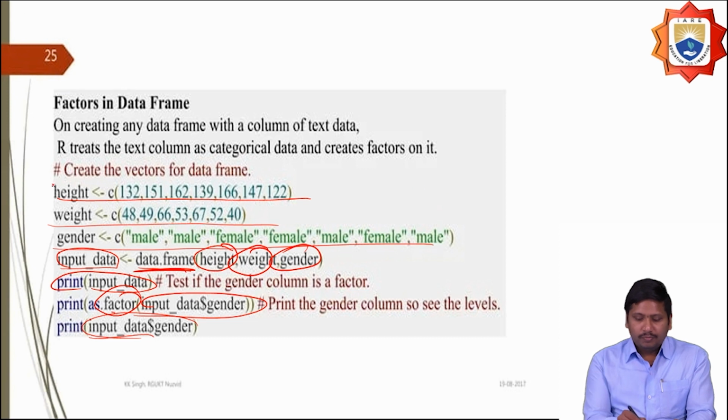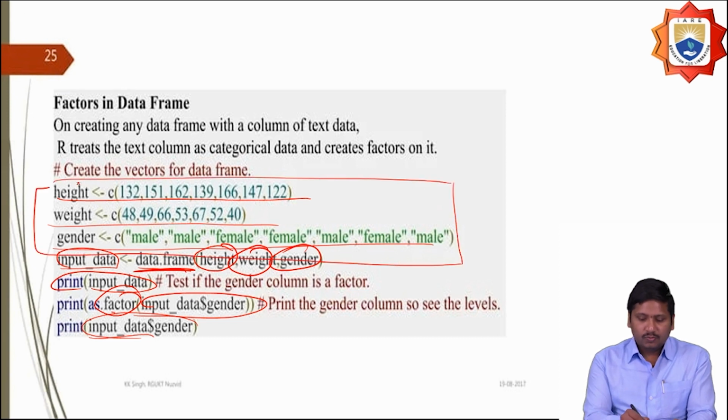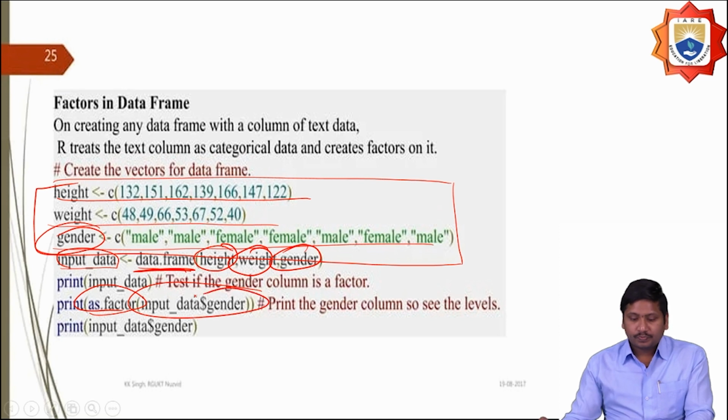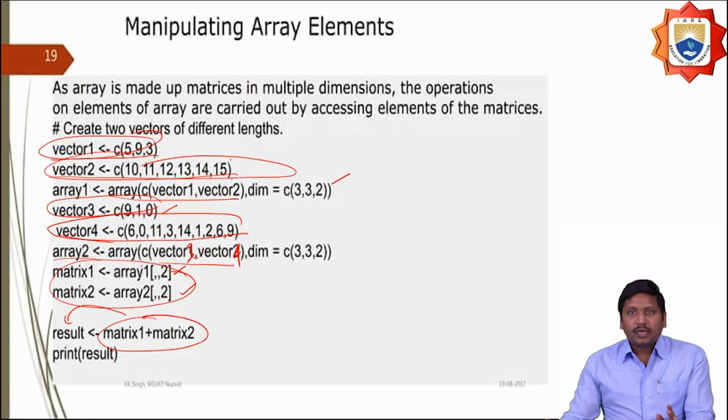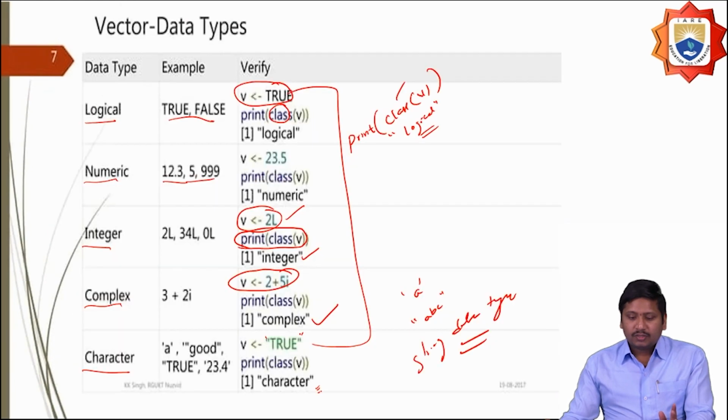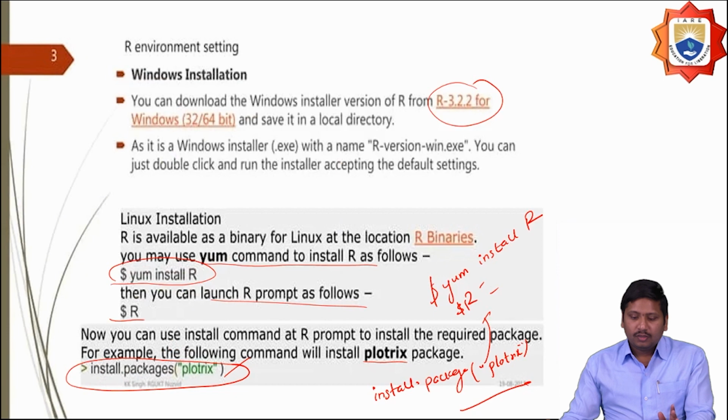So this is the data frame. I'm going to club this height, weight, gender as one data frame. Within this data frame, I'm only considering the part of the gender. That's why I'm going to write it as a factor of input of data gender. So like this, I can generate various basics of R programming.